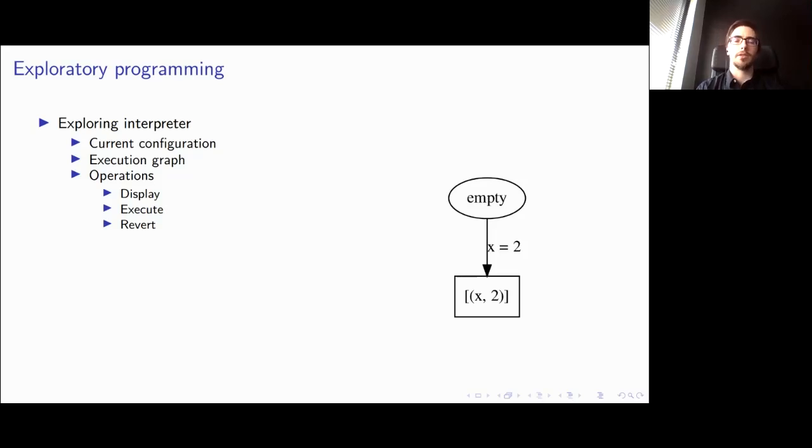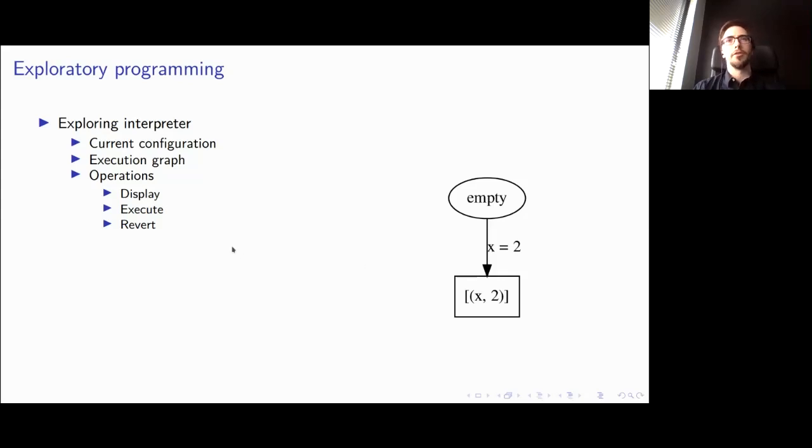Execute takes the current configuration and a program, and then calls the definitional interpreter, resulting in a new configuration. In the slide, if we would be in the empty configuration, we would call execute with the program x is 2. Then the exploring interpreter would call the definitional interpreter with the empty configuration and x is 2. And as a result, it would get this new configuration where we have x is 2. The exploring interpreter then makes sure that the whole execution graph is updated and so on.